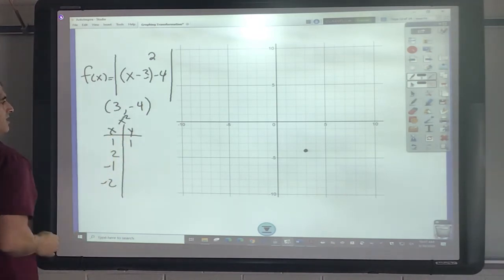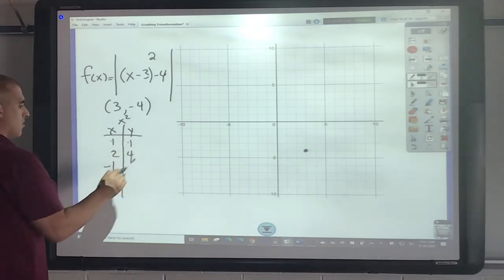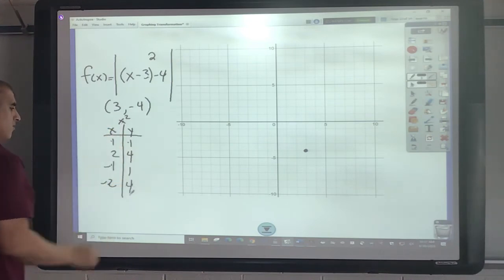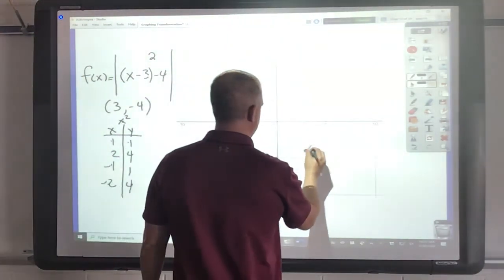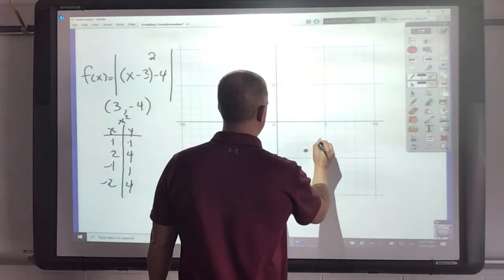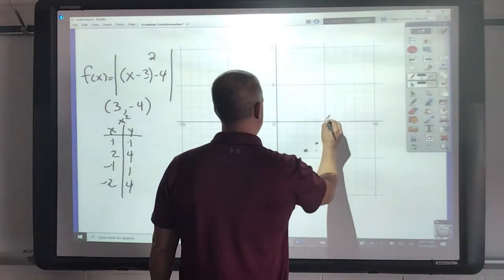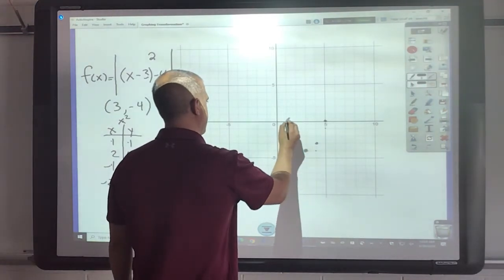1 squared would be 1. 2 squared would be 4. Negative 1 squared would be 1. Negative 2 squared would be 4. Okay? So here's how you graph that from here. We go 1 over 1 up. 2 over 1, 2, 3, 4 up. Okay? 1 left, 1 up. 2 left, this up.